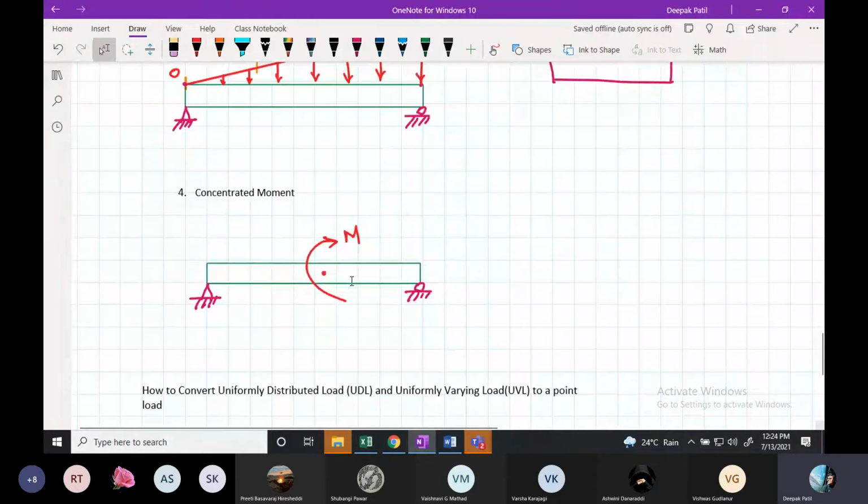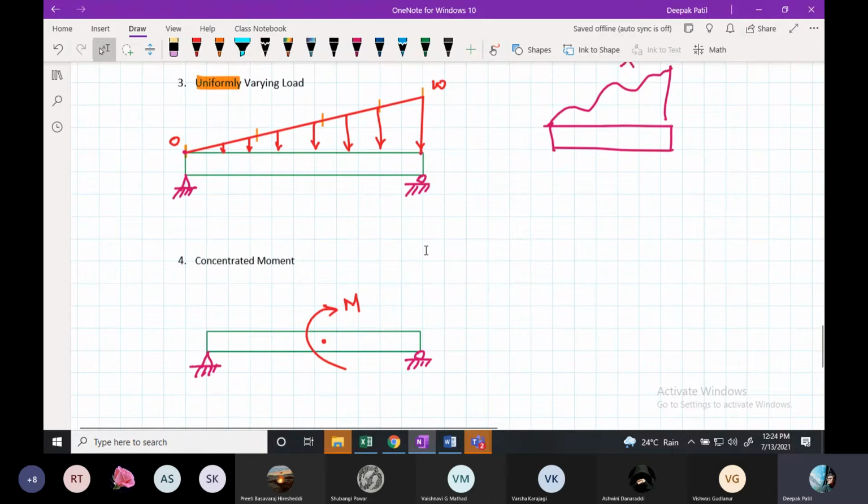Then we have a concentrated moment. At a particular point, there could be a moment applied on the beam. This type of load is called a concentrated moment.